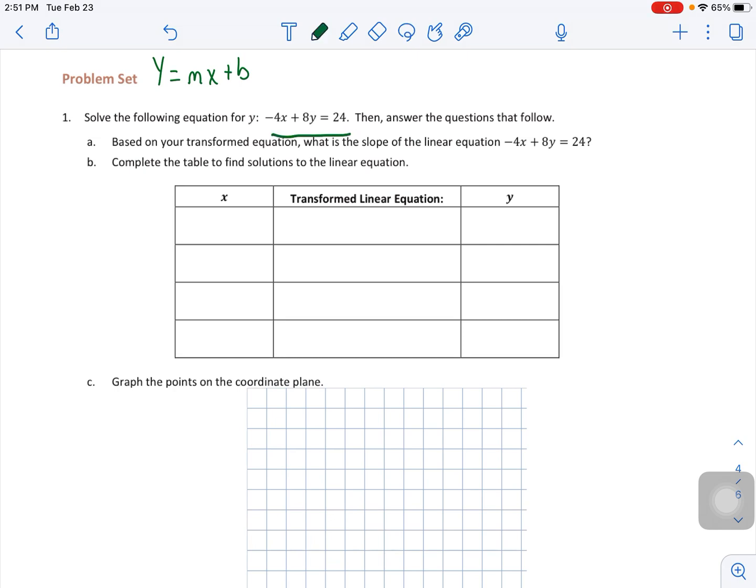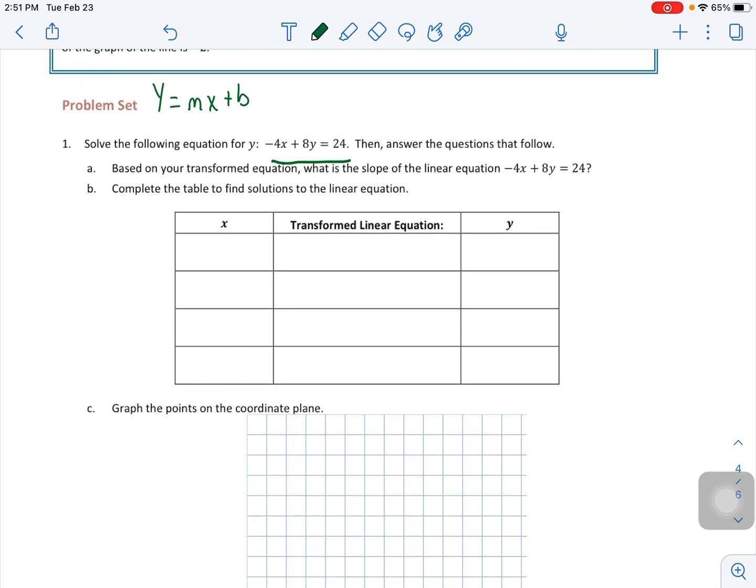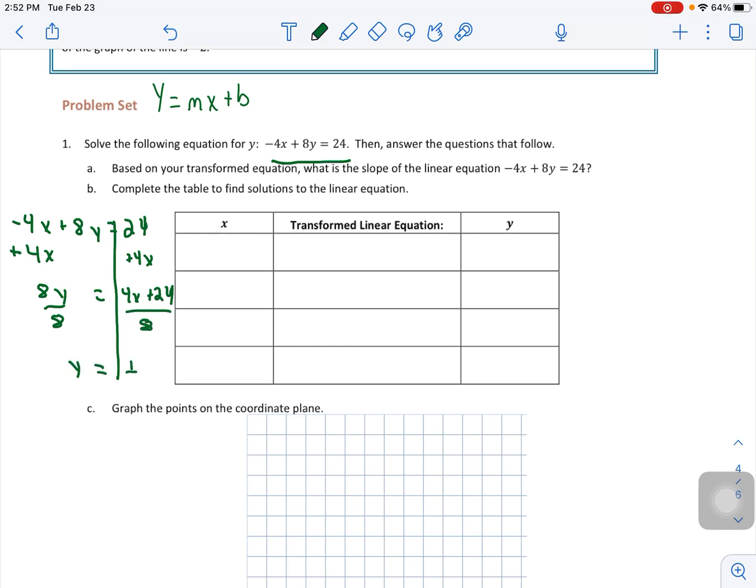And I don't have it looking like the y equals mx plus b yet, so that's the first thing we're going to do. So negative 4x plus 8y equals 24. I'm going to move the x over by opposite of adding, and I have 8y equals 4x plus 24. Divide away the 8. And you get y equals half x plus 3. All right, that will be used later.